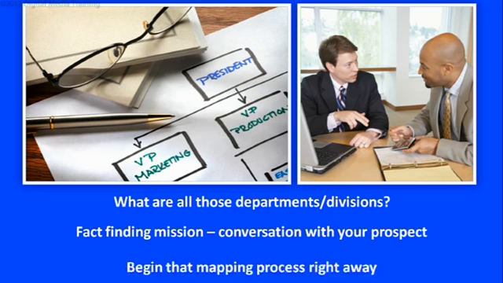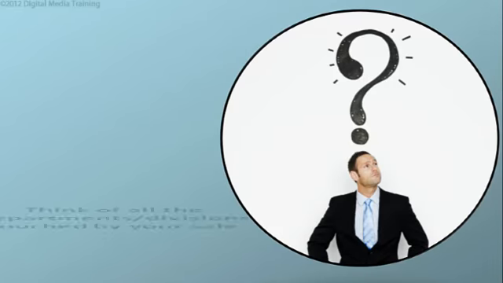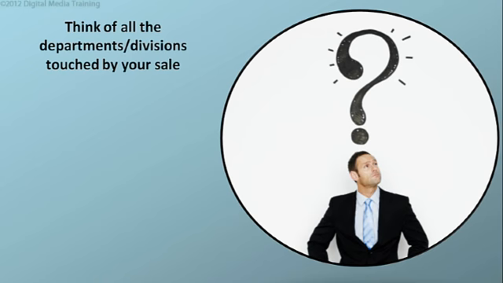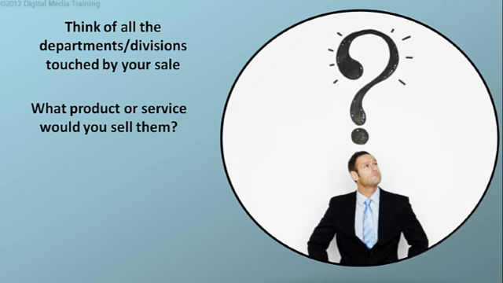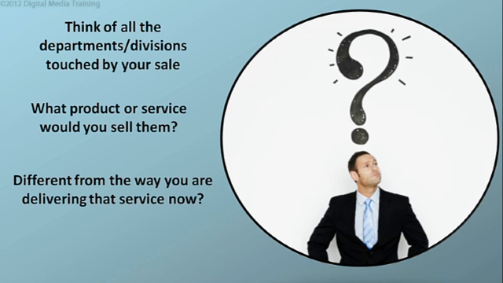Now, second, I want you to think about all those departments and divisions that are touched by your sale, and I want you to imagine that if you were to make a sale, what product or service would you sell them? What would be the way that you could render a product or service? It may be different than the way you're delivering that service now to your original department. Is there another way? Is there another reason? Would they buy it looking to achieve a different benefit? So I want you to imagine, in an ideal world, what would that sale be?